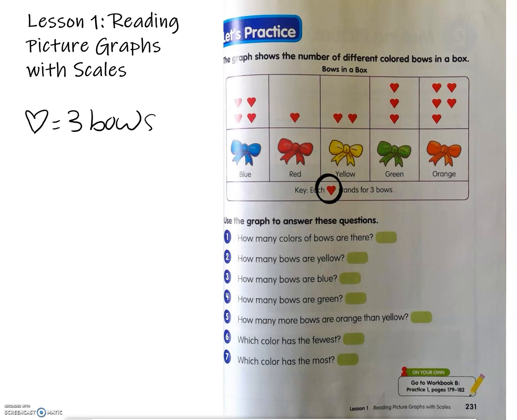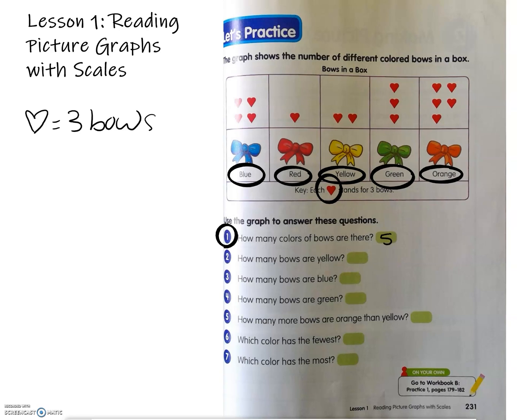Let's try answering the first question. Number 1 says, how many colors of bows are there? Well, I can see that there's blue, red, yellow, green, and orange. That gives me 5 different types of bows. So that's 5 different colors.